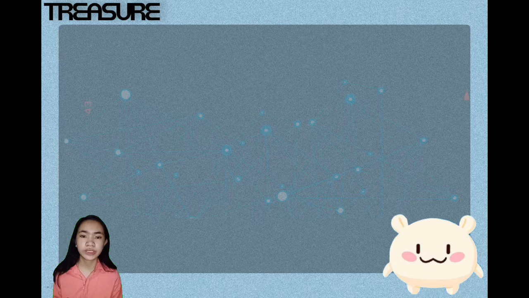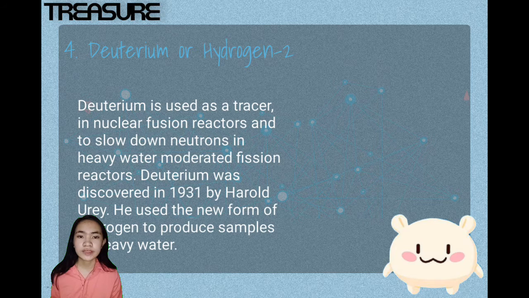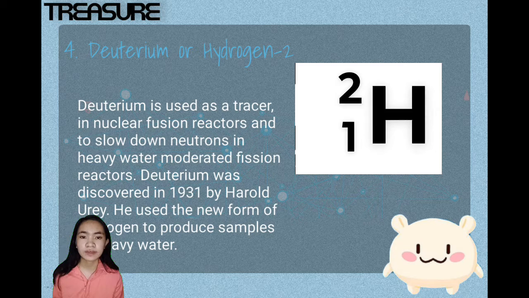And number 4, deuterium. Deuterium is used as a tracer in nuclear fusion reactors and to slow the neutrons in heavy water-moderated fission reactors. Deuterium was discovered in 1931 by Harold Urey. He used a new form of hydrogen to produce samples of heavy water.